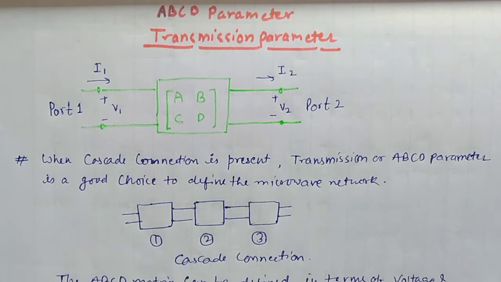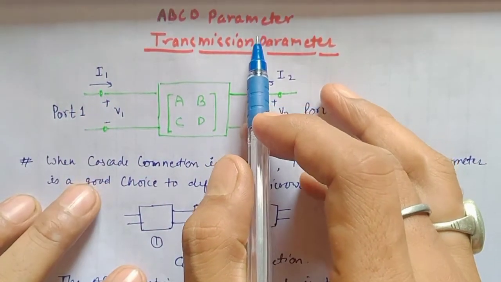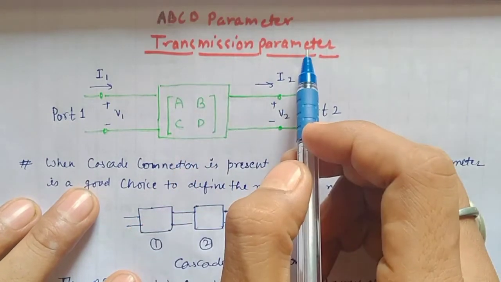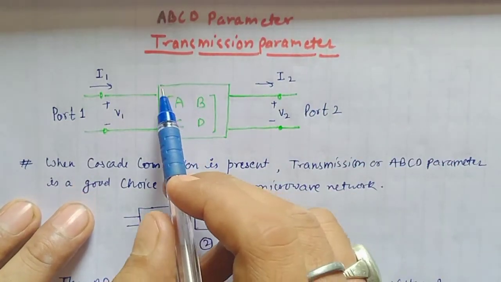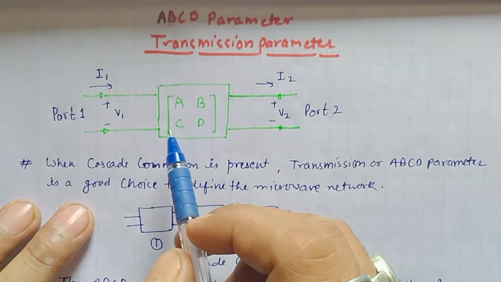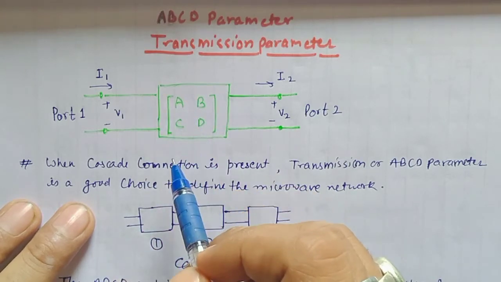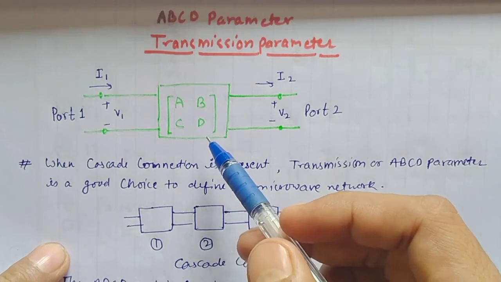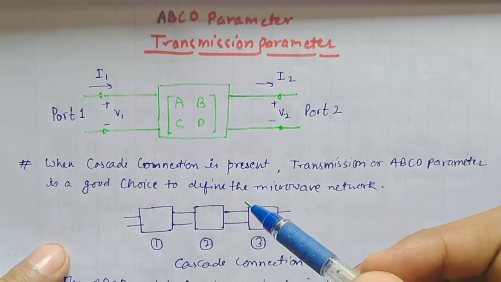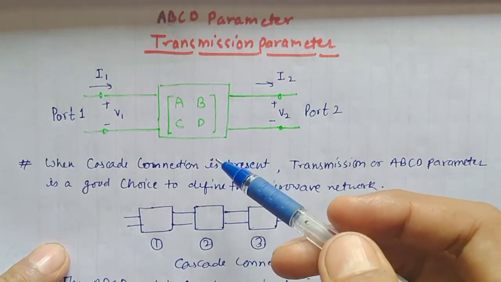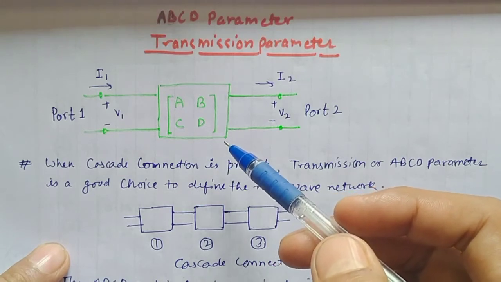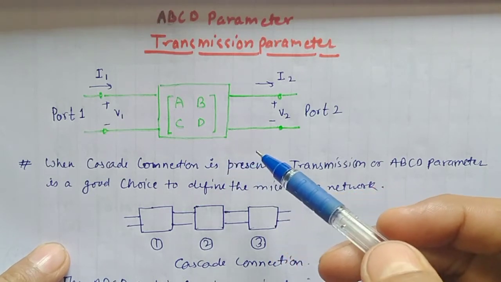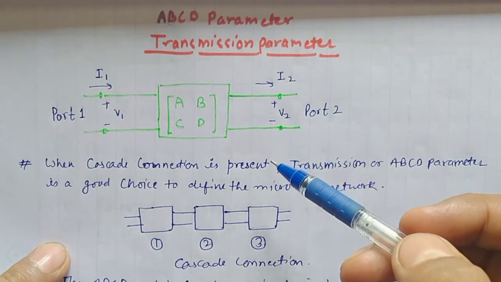Today's topic is ABCD parameter, also called the transmission parameter. We will take a two-port network and I will try to deduce the ABCD parameter, and then I will tell you the advantages of ABCD parameter, why we use it in microwave networks, and then I will take one series impedance network between port 1 and port 2, and I will find out its ABCD parameter.